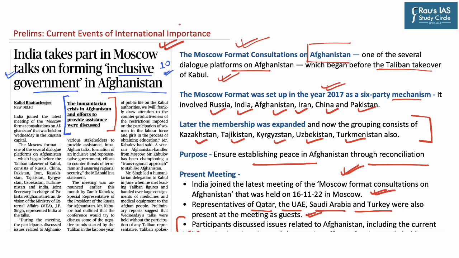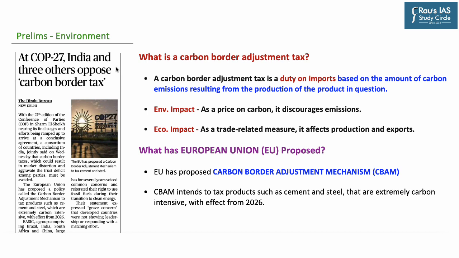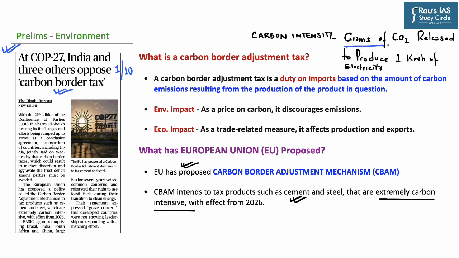Now let's take up this news appearing on page number 1 and also on page number 10, which mentions the carbon border adjustment mechanism. Now this news says that at COP27, India and 3 others oppose this carbon border tax. So this tax has been proposed by the European Union, and it intends to tax products such as steel or cement that are extremely carbon intensive. Now, carbon intensity is a measure of how clean our electricity is, and it refers to the number of grams of carbon dioxide released in the atmosphere to produce 1 kilowatt hour of electricity.